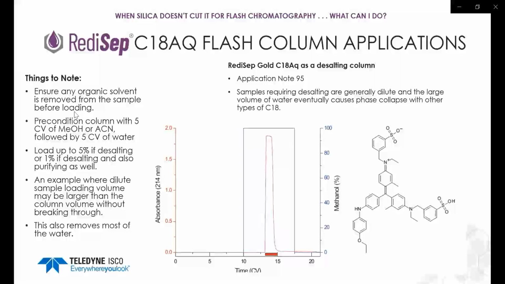This could be an example where your dilute sample loading volume could be a lot larger than your column volume without breaking through, because it's so well retained with the C18AQ. And the nice thing is this also removes most of the water, so you're able to dry your compound, evaporate your solvent off faster.